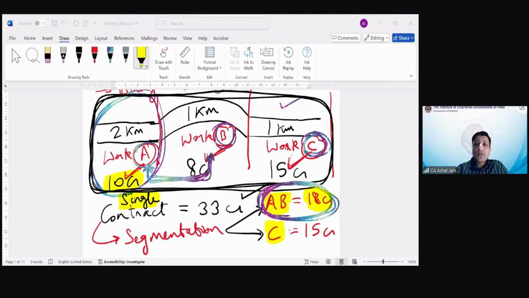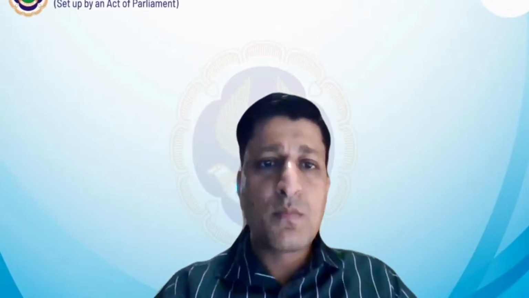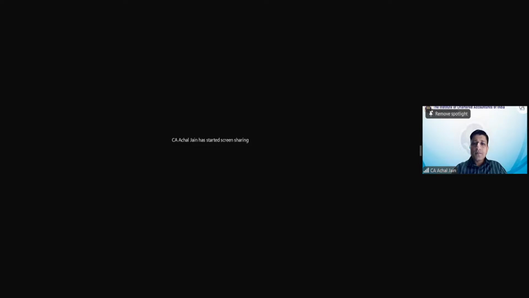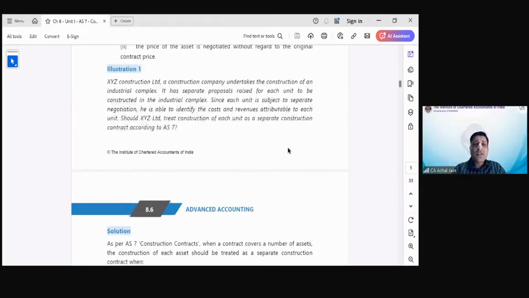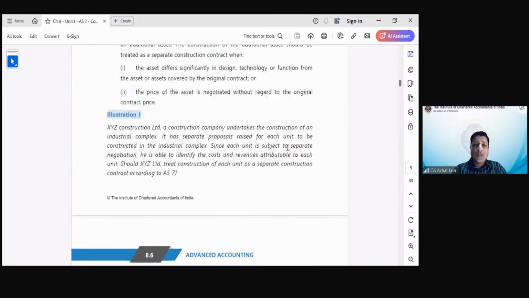So let's try to look at one illustration also. We can look through one of the illustrations given in the study material. Let me move to that part. All right, so let's look at illustration number 1. This is page 8.5, so if you want to refer in the study material, you can do that. And you're required to answer this.